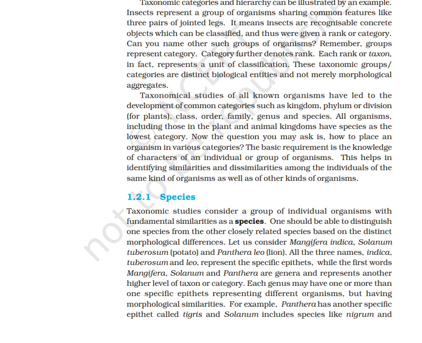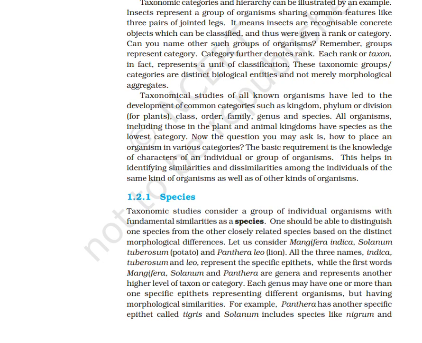but having morphological similarities. For example, Panthera has another specific epithet called tigris, and Solanum includes species like nigrum and melongena. Human beings belong to the species sapiens, which is grouped in the genus Homo. The scientific name thus for human beings is written as Homo sapiens.